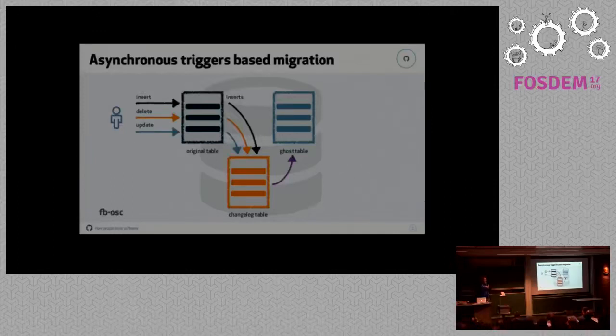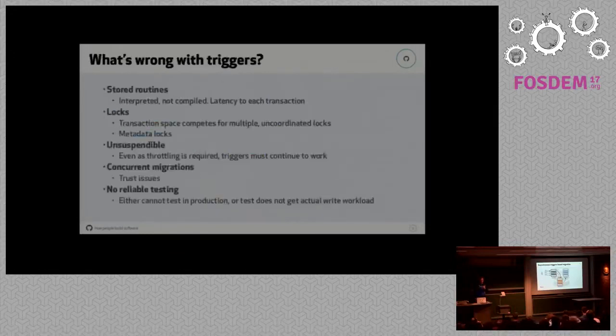This is what Facebook is doing with the Facebook online schema change tool. So all the inserts, the deletes, and the updates are going to a changelog table. So it's like a 3-step approach. Because then later on all the changes are being applied on the new table, which does help a bit, but it also has its limitations.